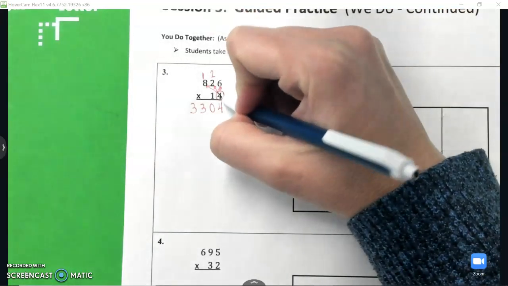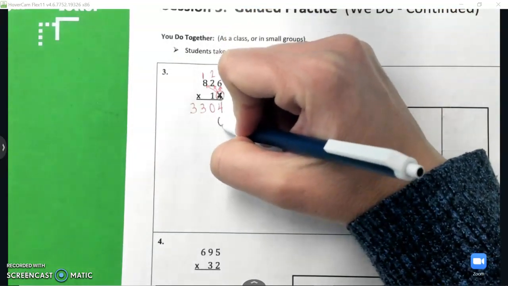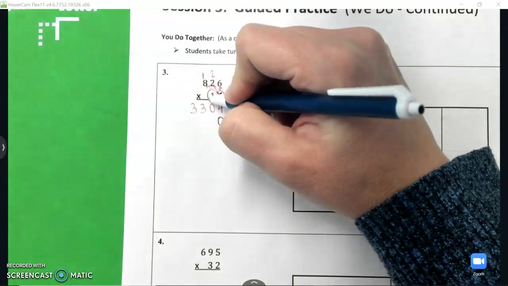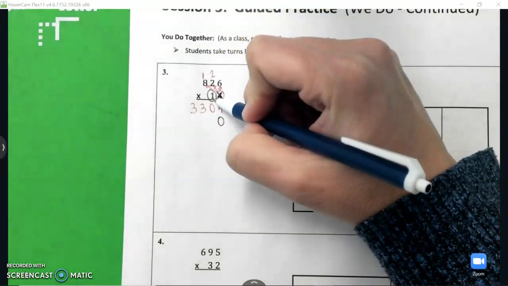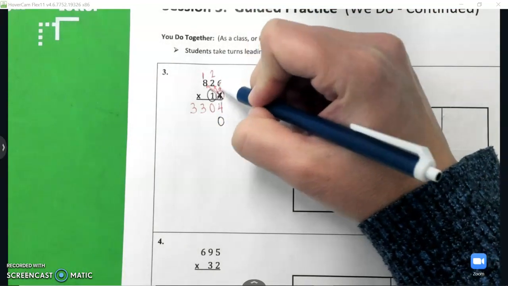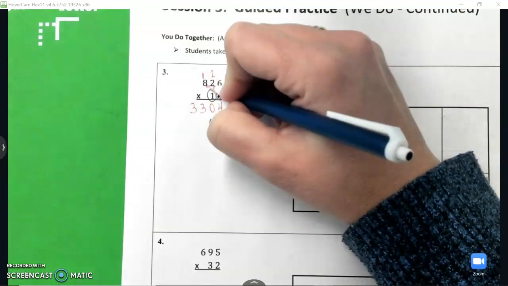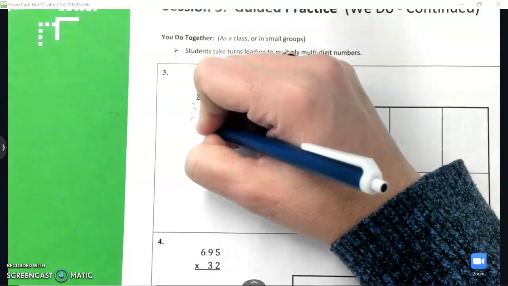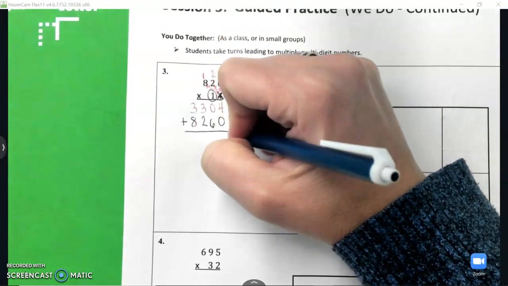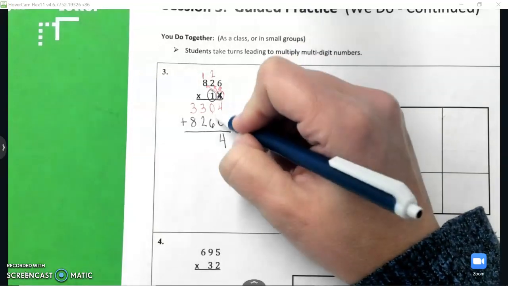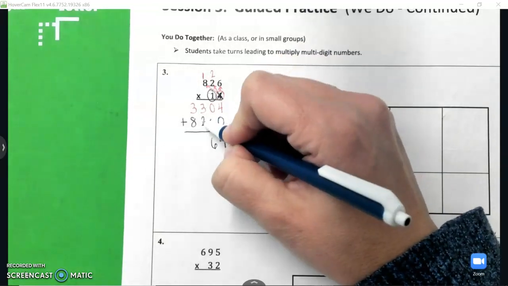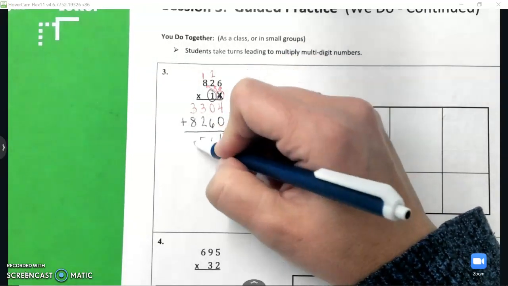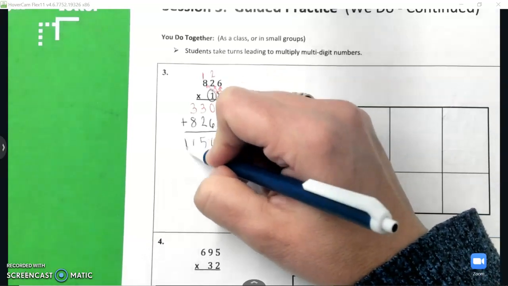I'm done multiplying 4 in the ones digit, so I bring down a 0. Now I'm going to multiply everything by 1 in the tens place. 1 times 6 is 6. 1 times 2 is 2. And 1 times 8 is 8. And then I add 4, 6, 5, 11.